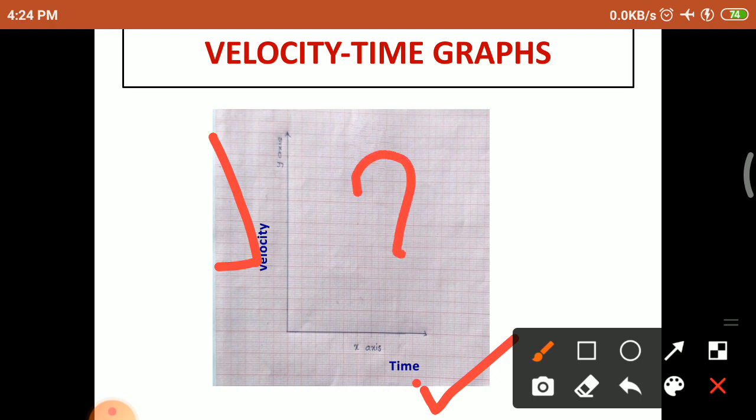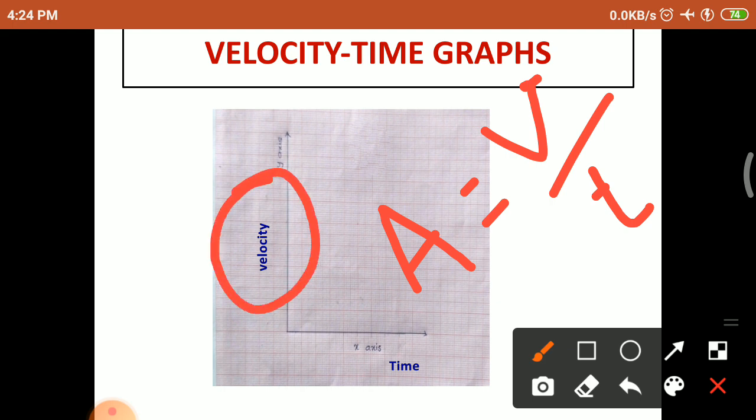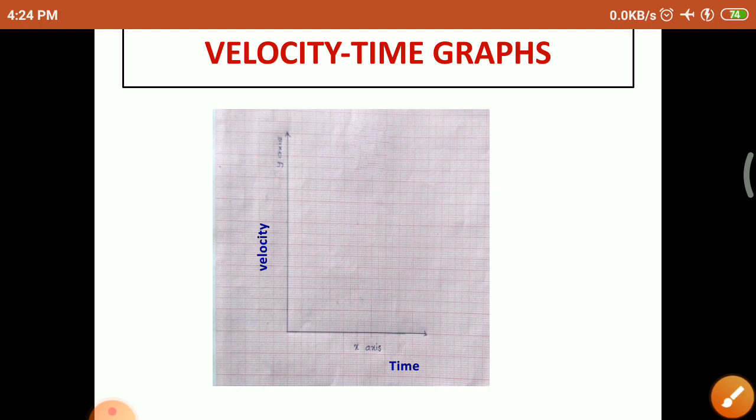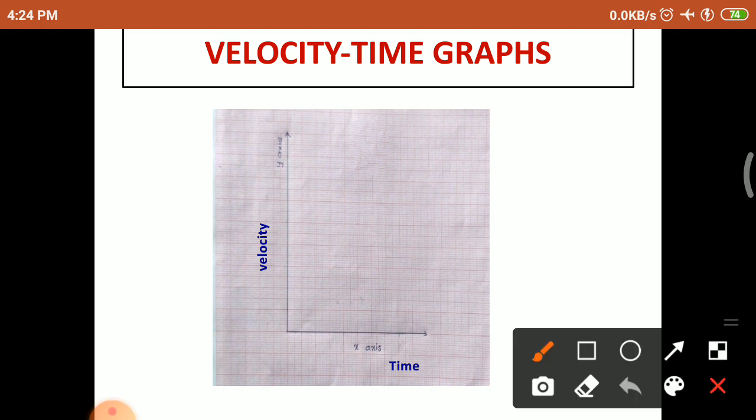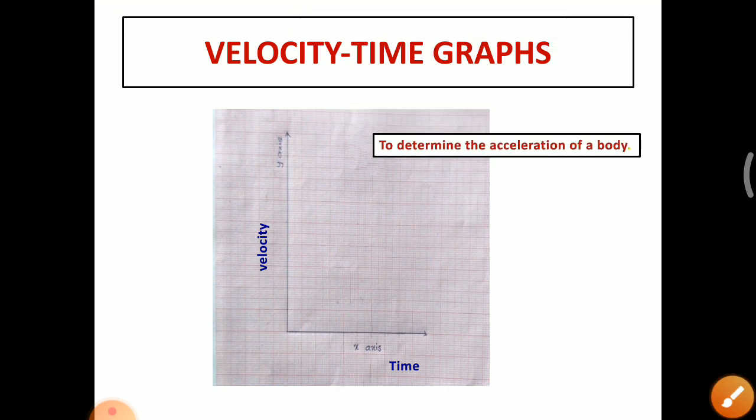So from this graph, what can we calculate? Normally, you know the formula of acceleration. Acceleration equals change in velocity by time. So if you divide the velocity change by time, we get acceleration. So from the velocity time graph, we can calculate the acceleration value. So we can determine the acceleration of a body.